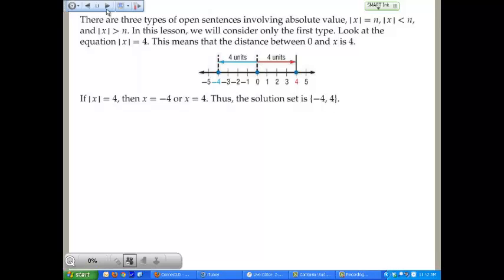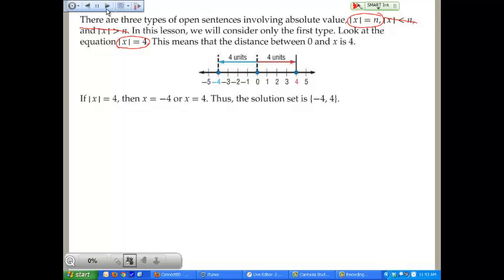Now, I know this is getting to be a lot to swallow, so we're going to go back and look at the top real quick. Actually, not too quick. The only thing we're focusing on right now is this concept: the absolute value of x is equal to n. The next section we're going to worry about later. That's the absolute value of x is less than n, and the absolute value of x is greater than n. We're going to do that another day. We're only looking at the absolute value of x is equal to 4.